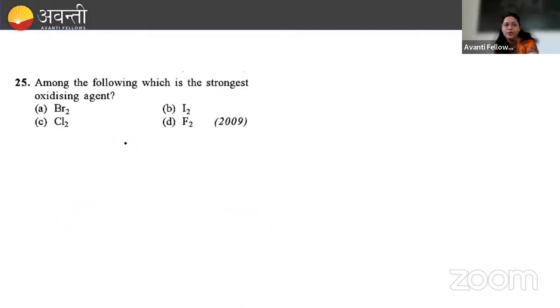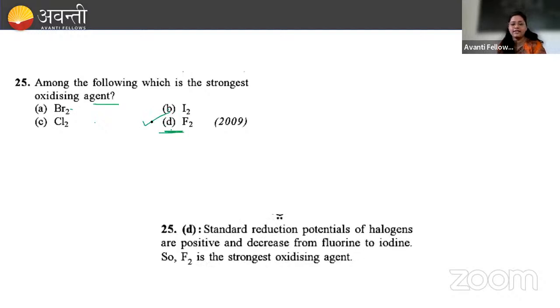Okay, let's move on to the next problem. Among the following, which is the strongest oxidizing agent? So here we need to find out the strongest oxidizing agent. So do you know which is the strongest oxidizing agent? Yeah, we have seen this also in electrochemistry. Br2, I2, Cl2, F2, which is the strongest oxidizing agent? Yes, F2 is the strongest oxidizing agent since it has standard reduction potential positive.